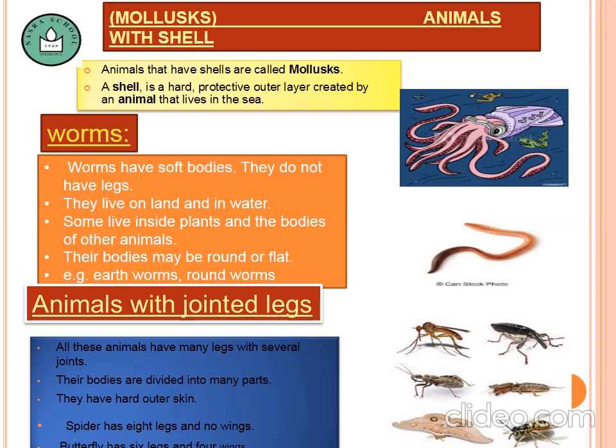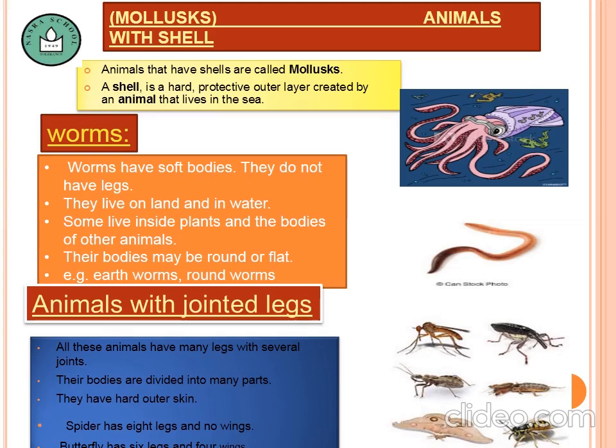Worms have soft bodies. They do not have legs. They live on land and in water. Some live inside plants and the bodies of other animals. Their bodies may be round or flat. Examples of worms are earthworm, roundworm, flatworm, etc.